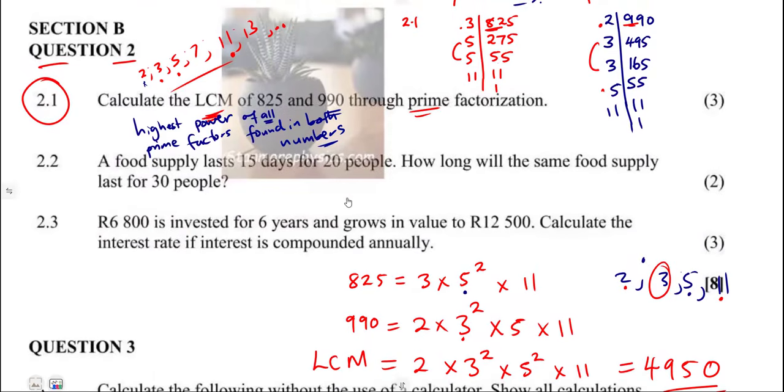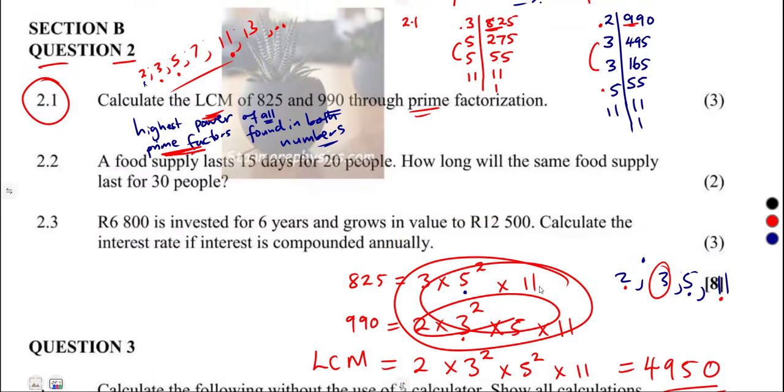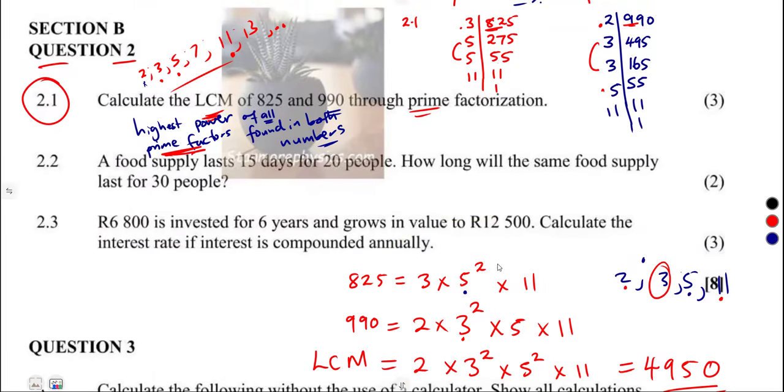So you consider where you've got the highest power of all prime factors that are here. They must be in your answer. If you leave out any prime number from the ones that you determined here for the LCM, know that your answer is wrong. It is the HCF where you consider what is common between the two.